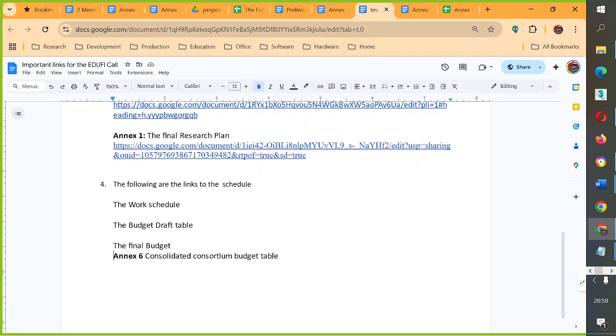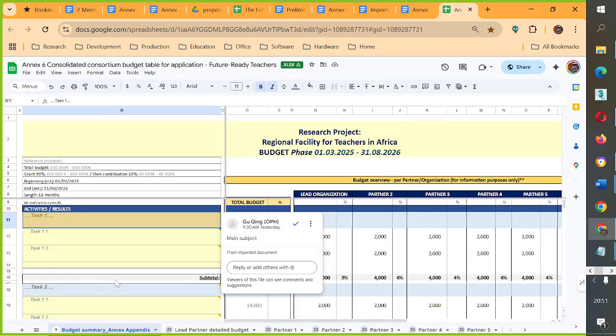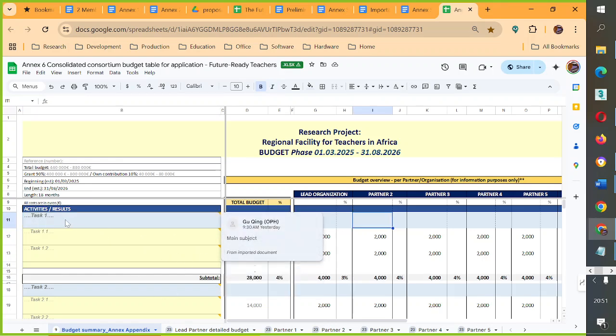Now, the Annex 6 is the Consolidated Consortium Budget Table. That's what they call it. It's here. Let me show you. It's this one. They call it that. And on the left sidebar, over here where I'm showing, you can see a list of tasks which they've itemized using a method of task 1, and it has subtasks, subtask 1.1, subtask 1.2. They want us to break it down that way.